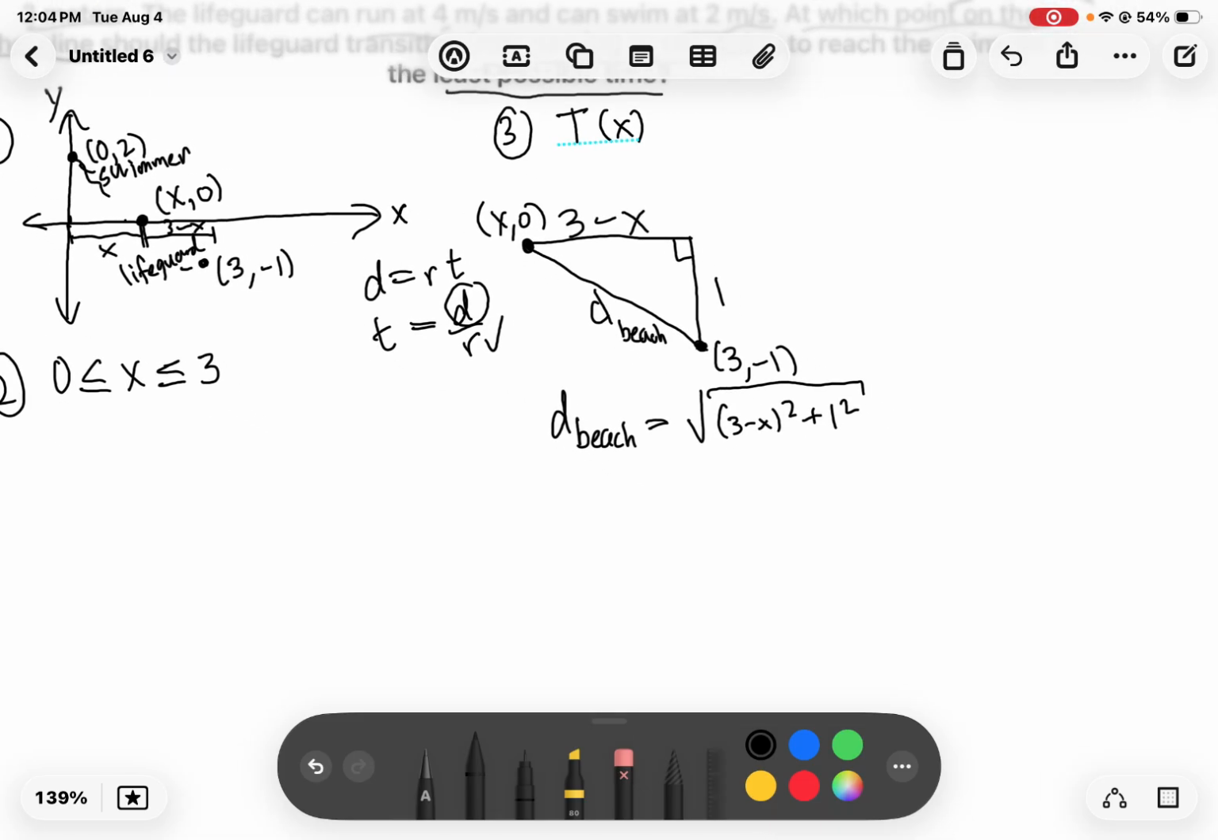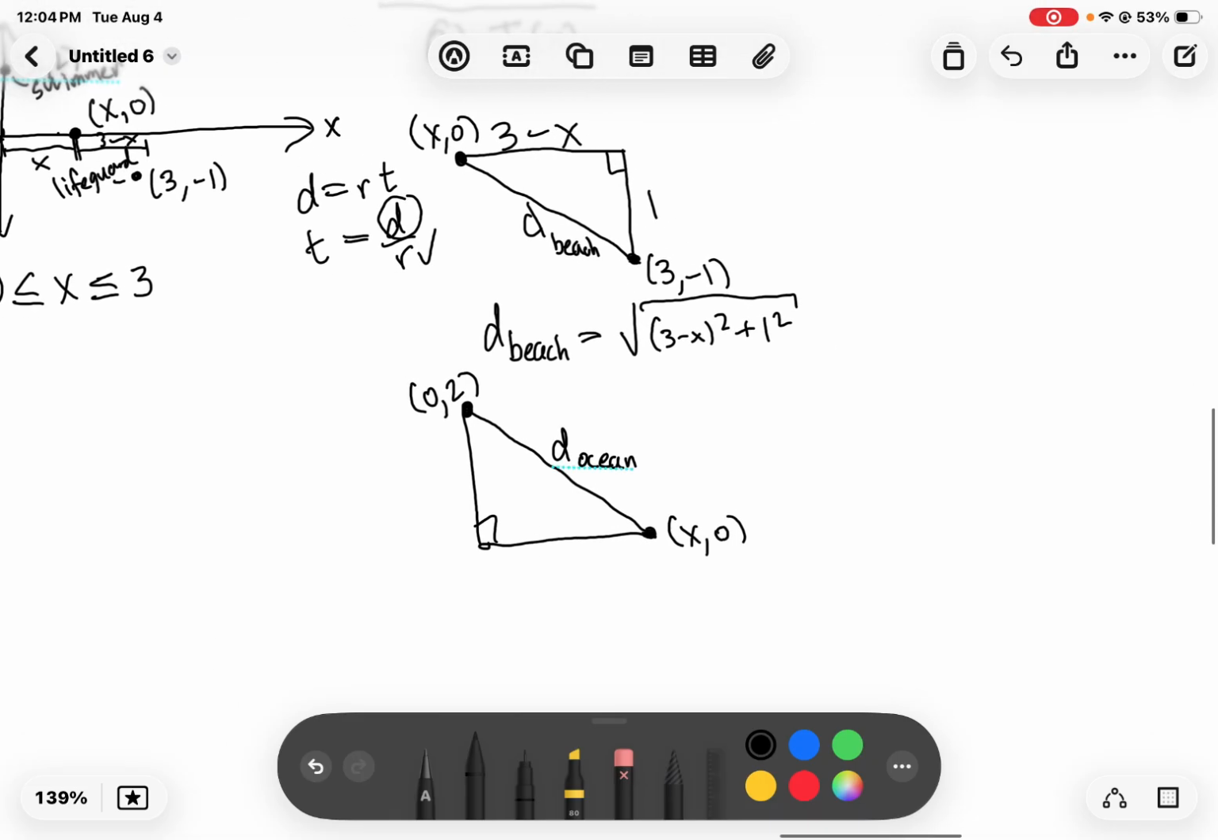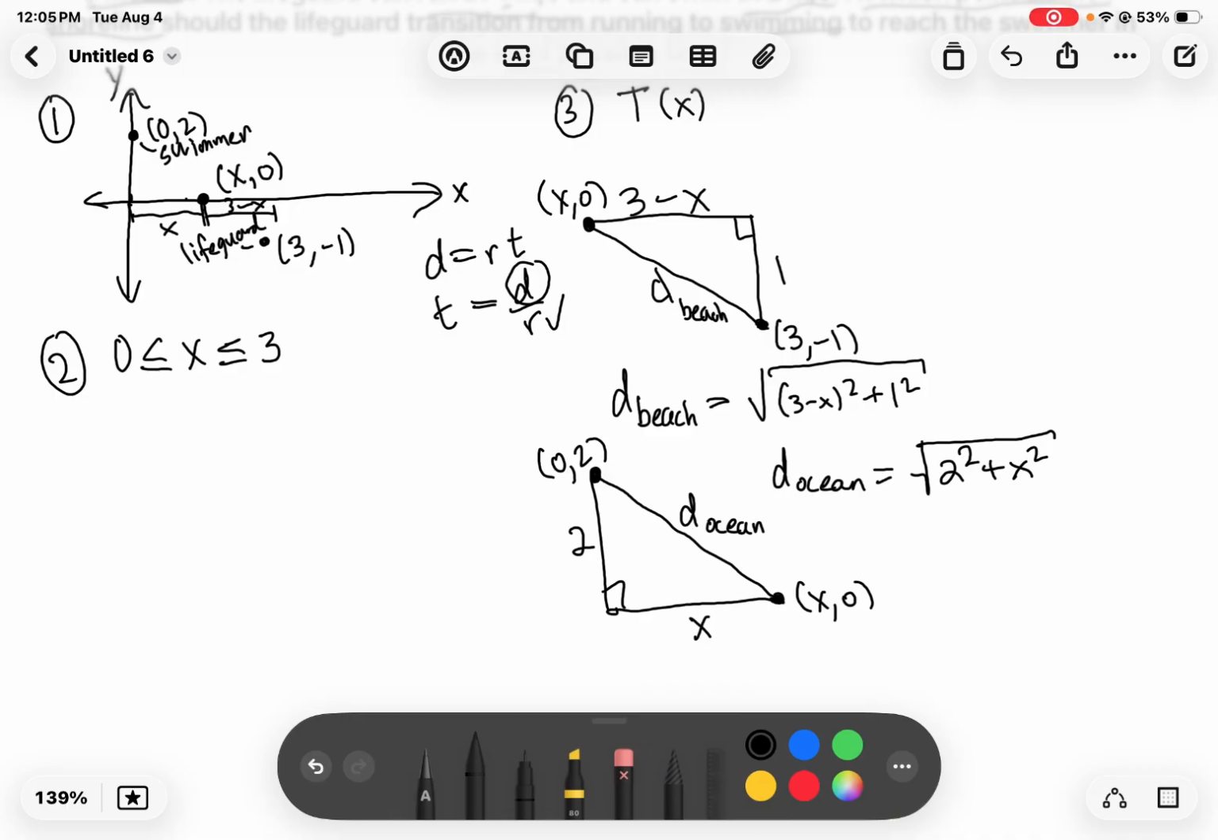We have this right triangle now, so again I'll make that triangle bigger for you guys over here. This point up here is where the swimmer is at, (0, 2), and then this is again x, 0. This is our distance in the ocean. This vertical length right here is 2, and this horizontal length right here is x. Therefore, the distance in the ocean is equal to the square root of 2 squared plus x squared. Good. Now let's find our time on the beach and our time in the ocean.